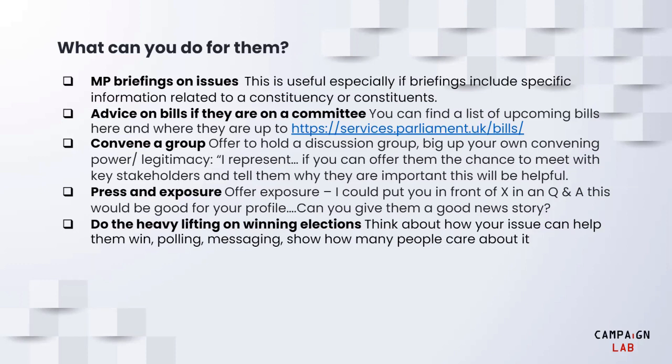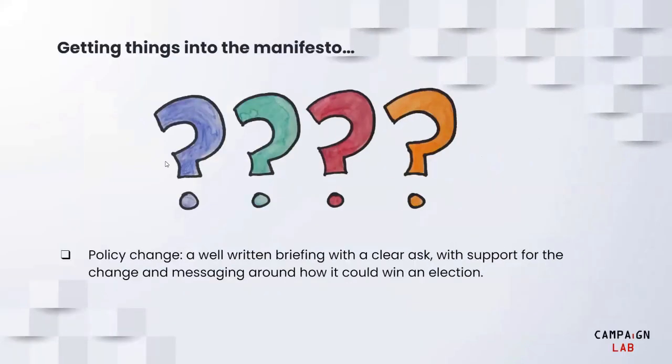Do you have polling that shows that this is a particularly important issue? Have you thought about the kind of messaging, or the ways that you'll think about your issue? Have you been able to show how many people actually care about this issue? This is the way that you can present your issue in the most convincing way. So really thinking about these things before you enter a meeting is really important, because that will help you when you're doing that. Getting things into the manifesto just really, really quickly.